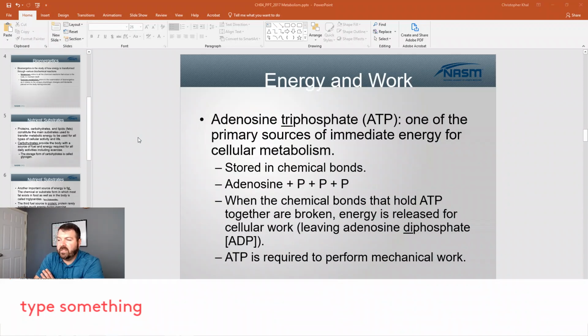ATP, adenosine triphosphate, is the primary source of energy in everything. It's the best one for our immediate energy. That energy is stored in the chemical bonds, and it is an adenosine plus three phosphate molecules. I'm not going to get really in depth on the chemistry on that. When the chemical bond in ATP is broken, the energy is released. It usually results in a phosphate and a diphosphate, or ADP. ATP is required to perform mechanical work, pretty much all mechanical work.